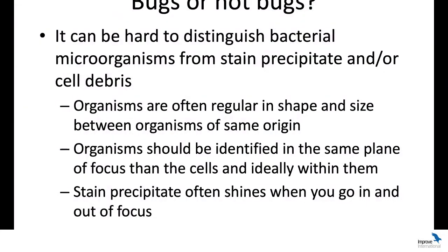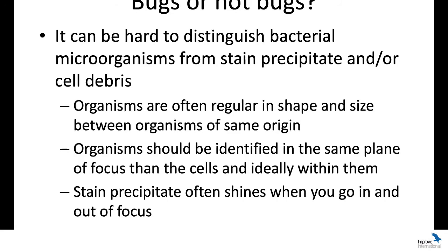So one of the most important questions that we face when we have neutrophilic inflammation and stuff inside the neutrophils and around them is: is this bugs? Is this a septic neutrophilic inflammation, or is it just something else around the neutrophils? It can be hard to distinguish bacterial microorganisms from things like stained precipitate or cell debris. But we have to remind ourselves that organisms are often very regular in shape and size within the same organism.